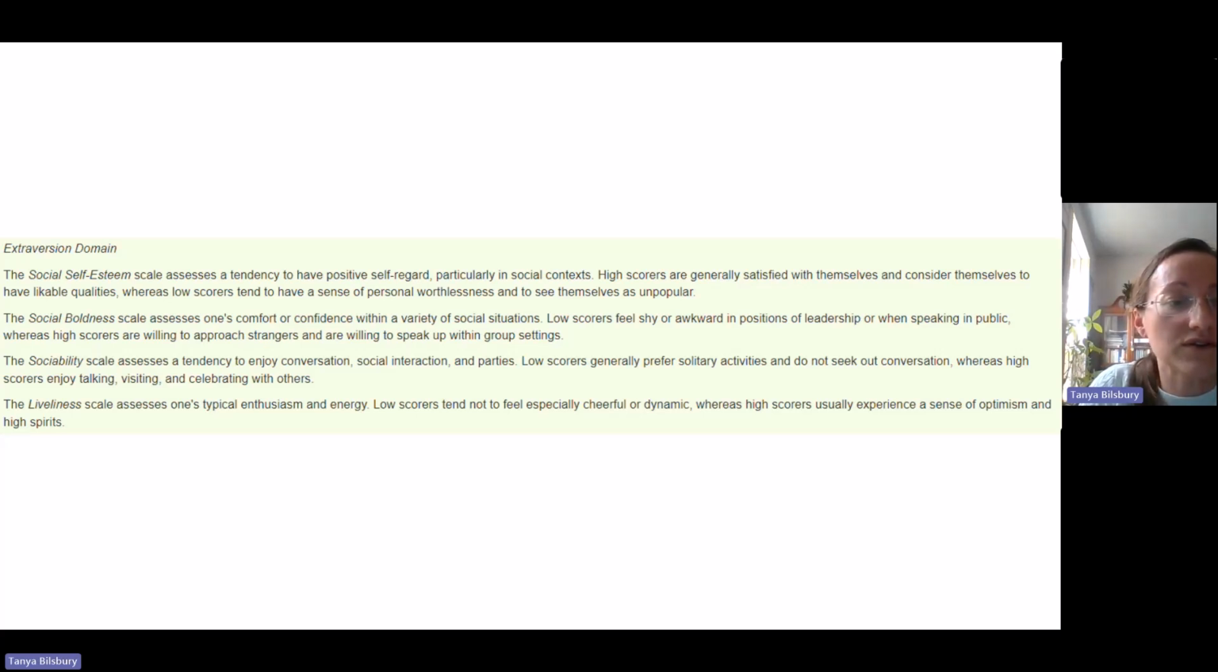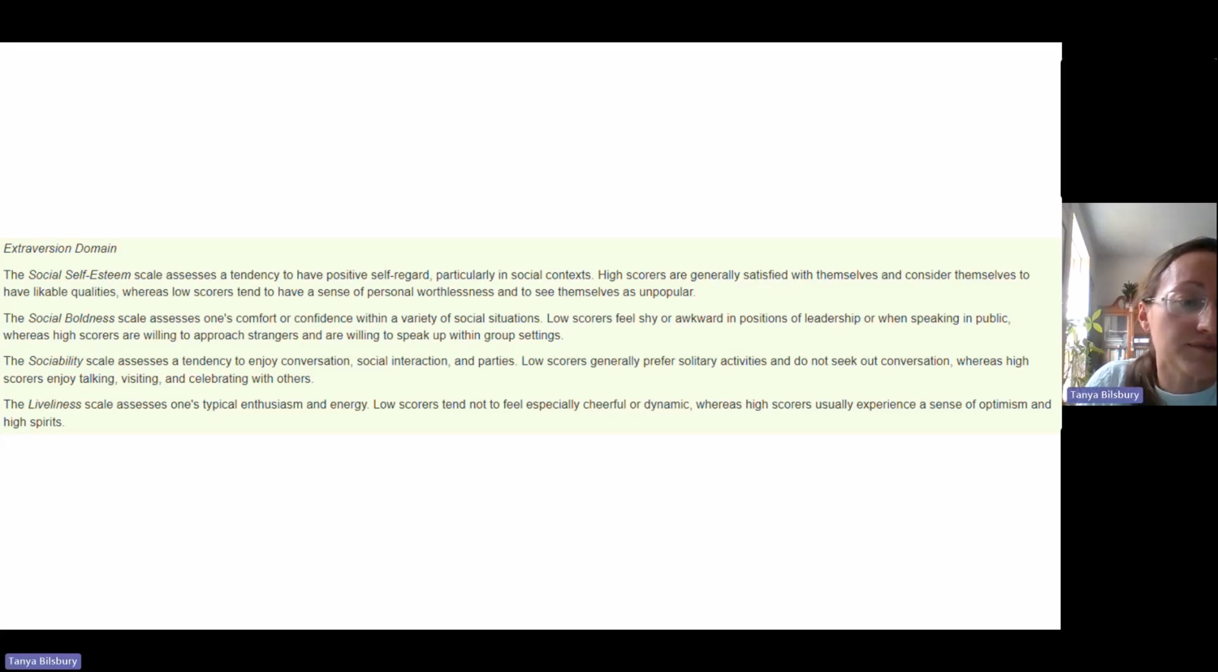Somebody with low social self-esteem thinks they're kind of worthless and unpopular. Social boldness is about your confidence in social situations. Can you walk up to your crush and say, hey, would you like to go out for coffee? They might feel confident doing things like public speaking, right? Other people would feel very awkward by that. They might be afraid of public speaking.